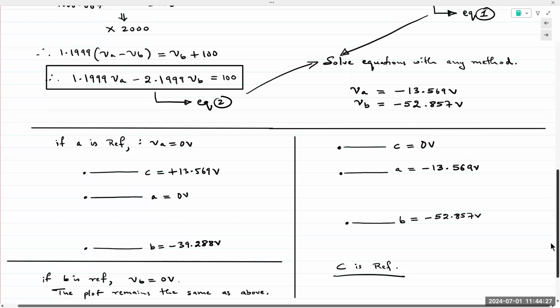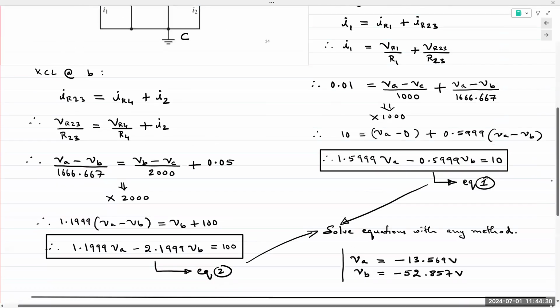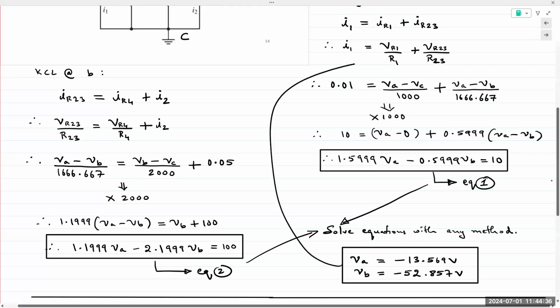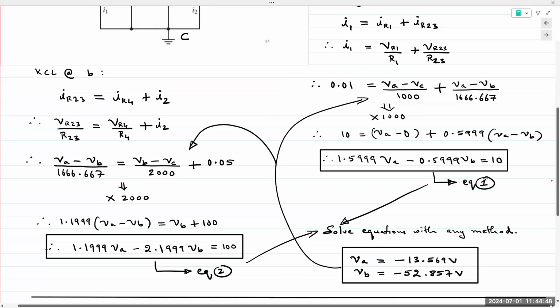You take these node voltages, and you can plug them into any equation. If you wish to find the resistor voltage across R1, VR1 is VA minus VC. You simply plug in the values for VA and VC in there, you get the resistor voltage for VR1. If you wish to find IR1, it's VR1 divided by R1. So simply plug in the values.